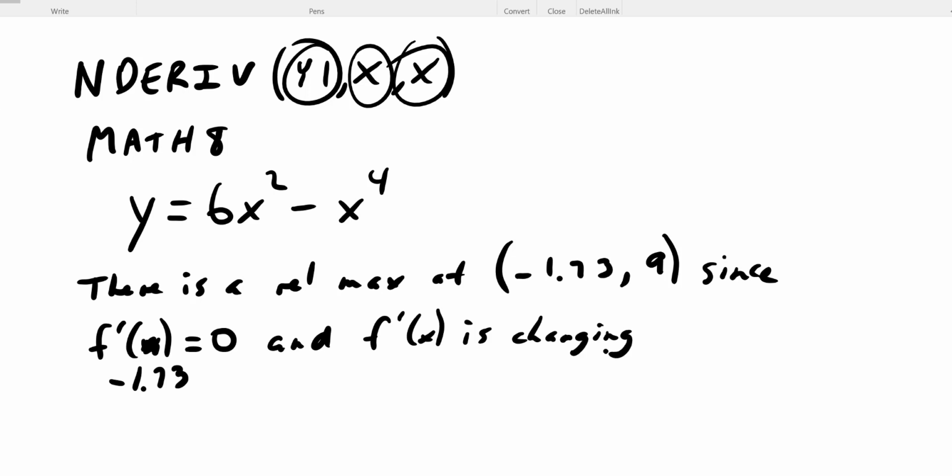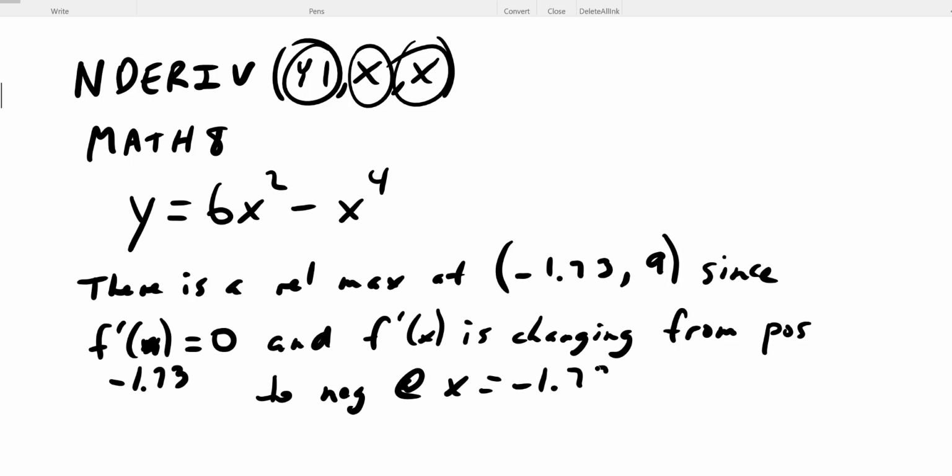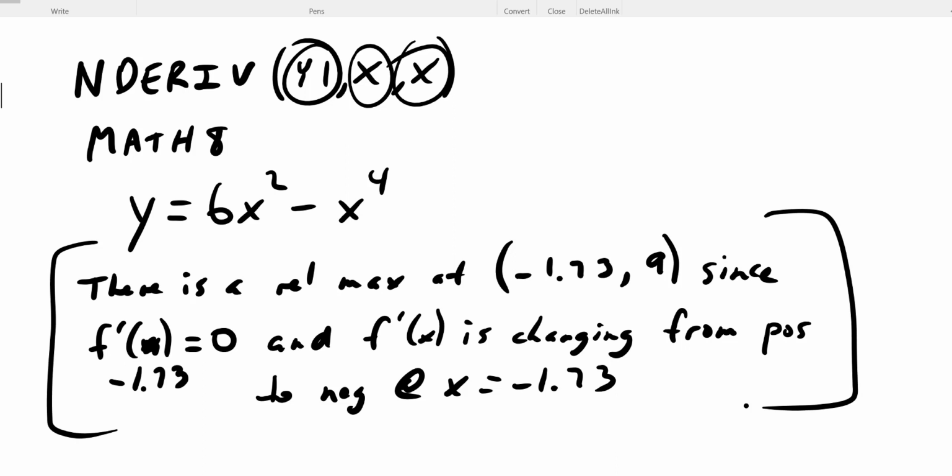And don't use the word going. That doesn't sound very mathematical. And f prime of x is changing from positive to negative at x equals negative 1.73. Okay, so you're still using all the words that we learned, but now you're using your graphing calculator to look at the derivative graph and come up with this conclusion.